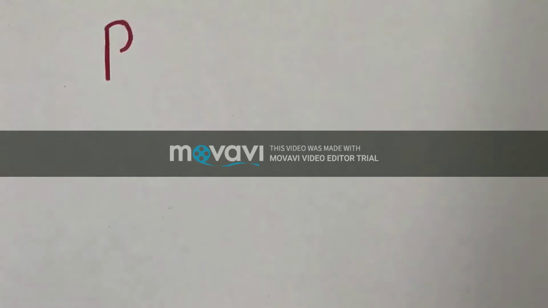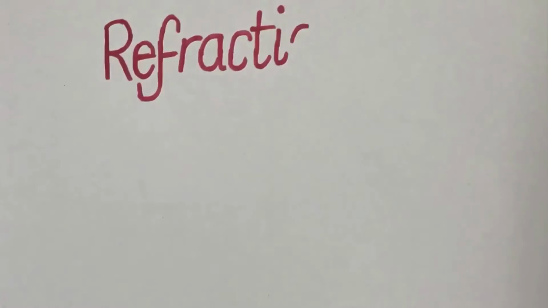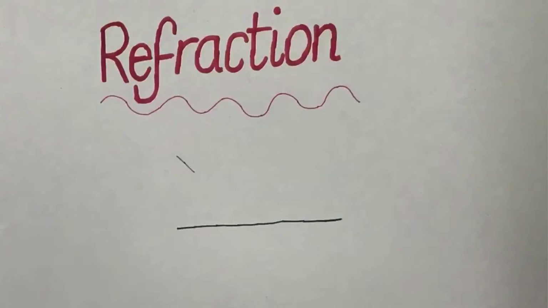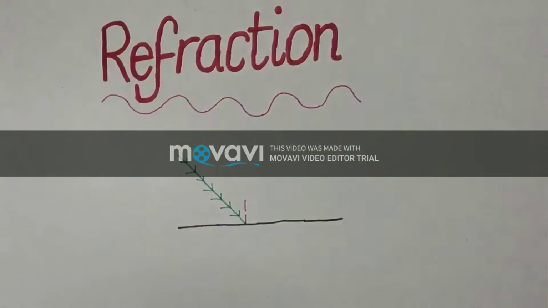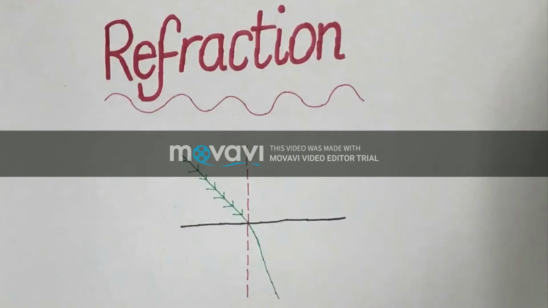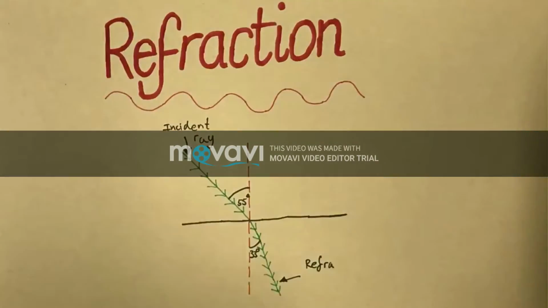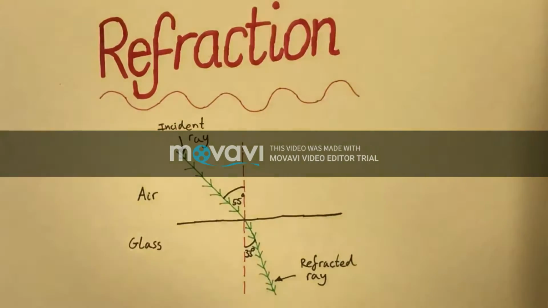Waves change speed when they pass across a boundary between two substances with different densities. This causes them to change direction, and this effect is known as refraction. Here, the refractive index of glass is greater than the refractive index of air. As shown by the diagram, this means that the refracted ray bends towards the normal. This is because it slows down upon entering the medium.